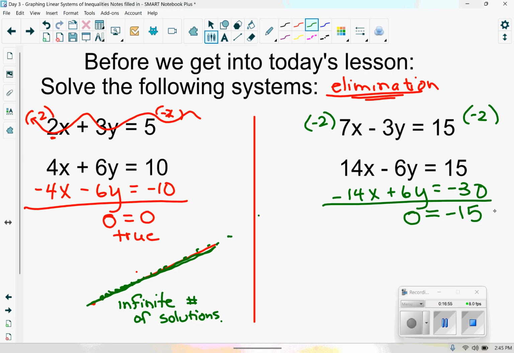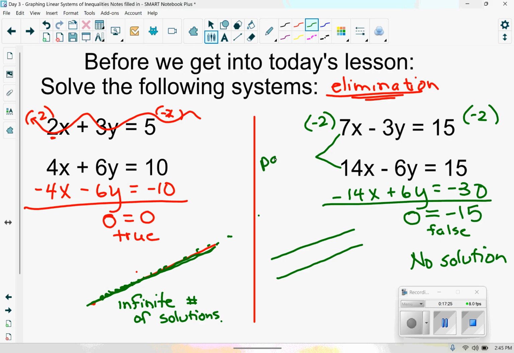Wait a minute, my x's and y's both went away, and when they went away, I got a false statement. This is not true. 0 does not equal negative 15. What this tells me is that these two lines, one would be here, one would be here, they would never touch. There is no solution. Two lines that never touch, what's that called? These are parallel to one another, and they have no solution to the system because they never touch.